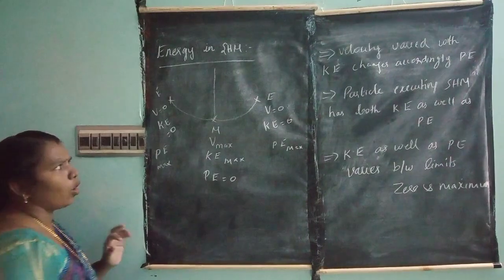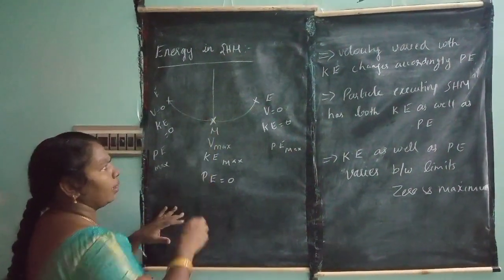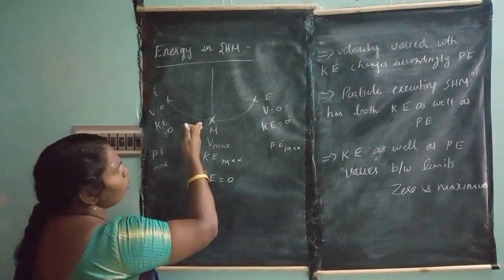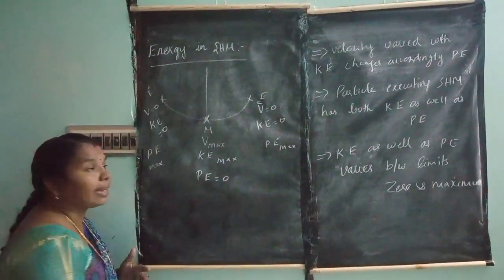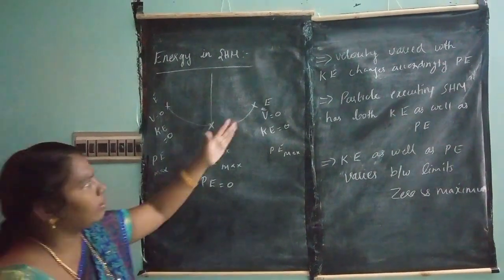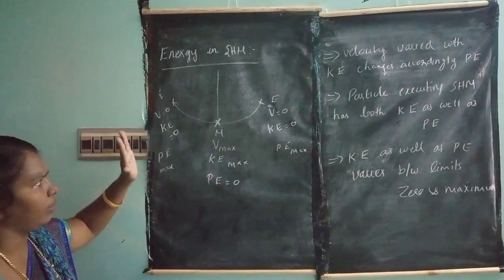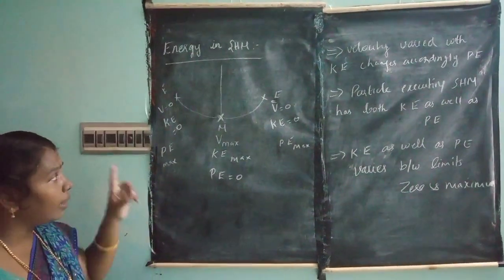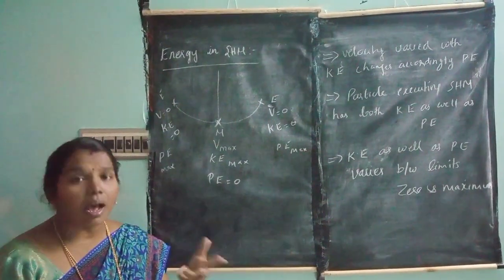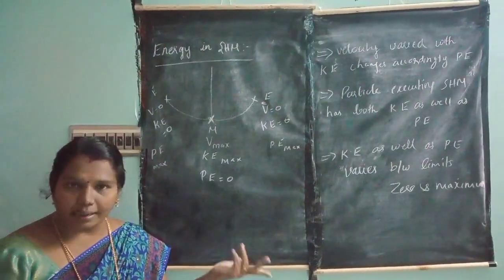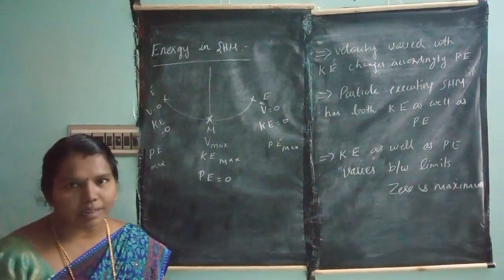In a simple harmonic motion, how is the particle moving? Here, this is the mean position. The particle moves towards an extreme position, which I am denoting E, along the positive direction. Similarly, it goes to the extreme position in the negative direction. So here the velocity varies. When the velocity varies, the kinetic energy varies accordingly. If the kinetic energy changes, the potential energy also changes.